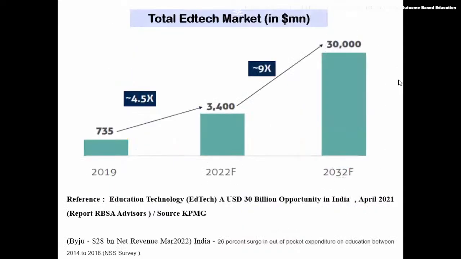If you talk about the total EdTech market in million dollars, by 2032 it is showing $30 billion. But if you look at Baidu's turnover in March 2022, it is showing $28 billion. So obviously this is very highly underrated, and there is a huge growth segment, with a 26% surge in out-of-pocket expenditure on education between 2014 and 2018.